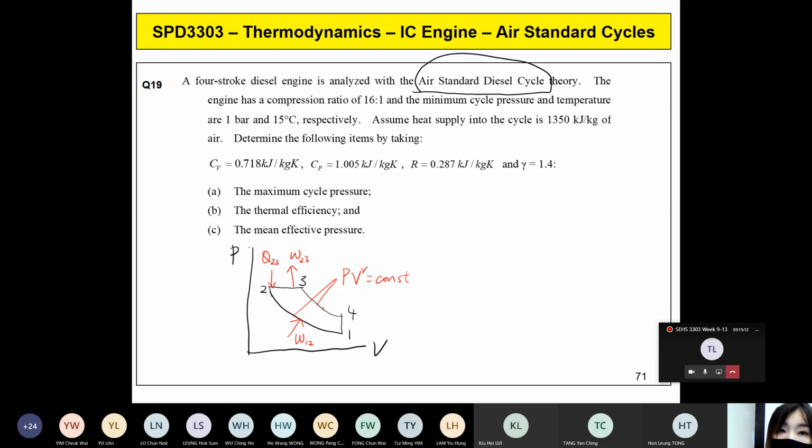Isentropic expansion, what we have is a work output, the useful work output. Constant volume means there's no work. Instead, we have the heat rejection at constant volume. That is our PV diagram.